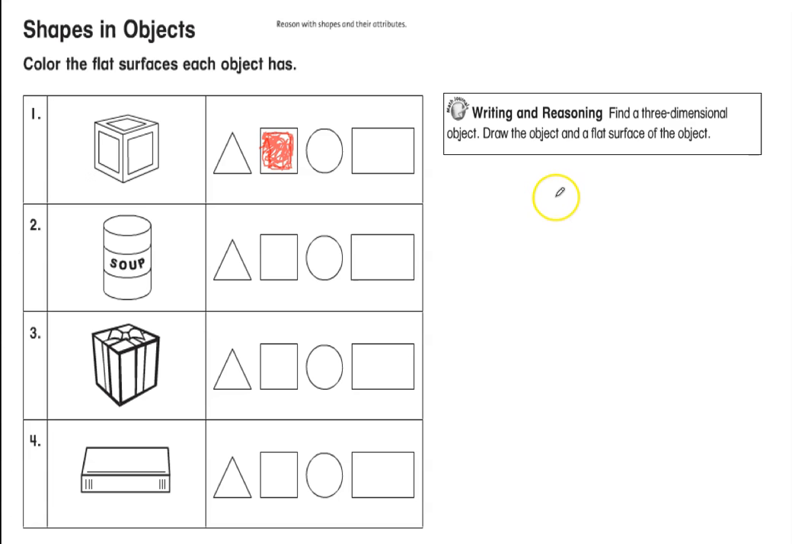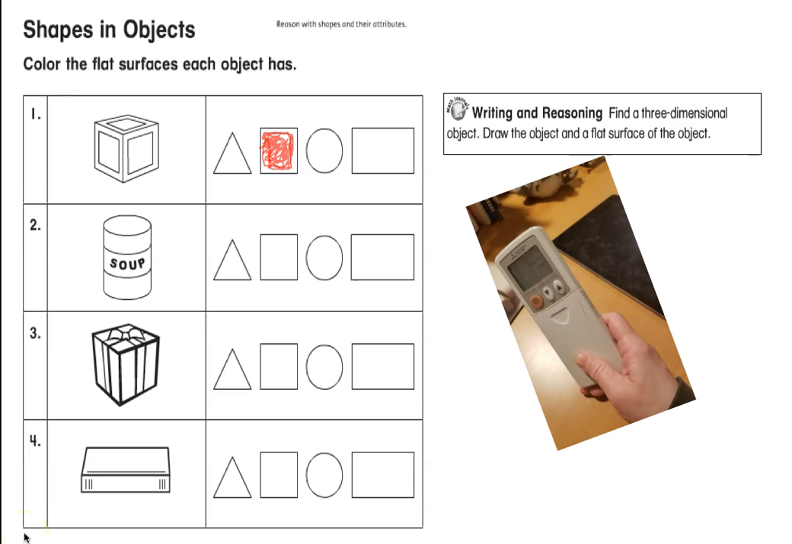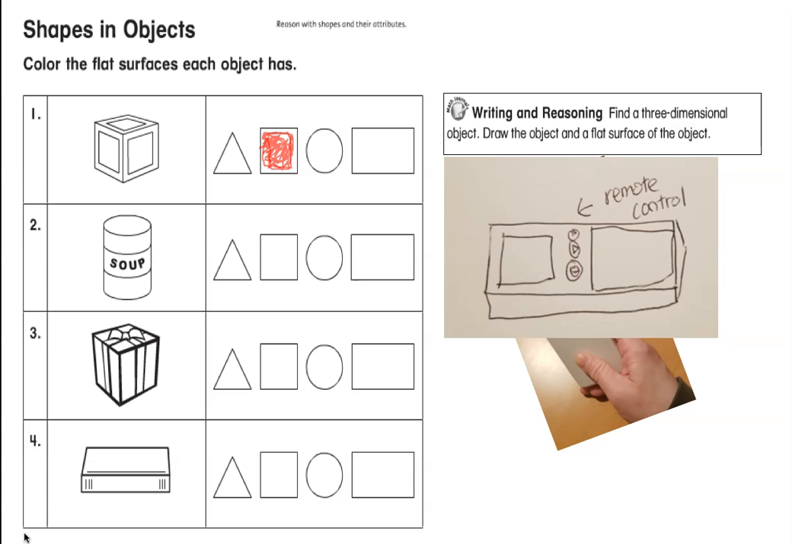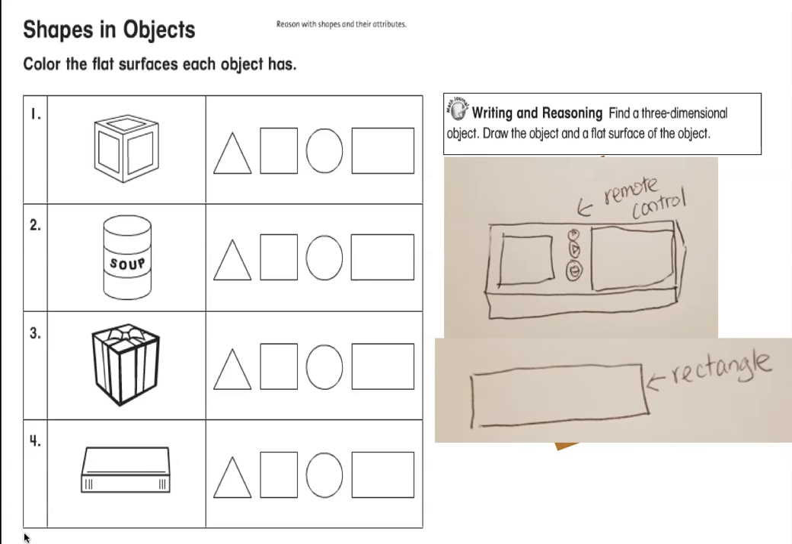So, let me see. I found a remote control in my living room. First, I will draw this remote control on this worksheet, and then I will draw the two-dimensional shapes I found on the surfaces of this remote control. I found rectangles on this remote control, therefore I will draw a rectangle and then label it. This is the object I found in my house.